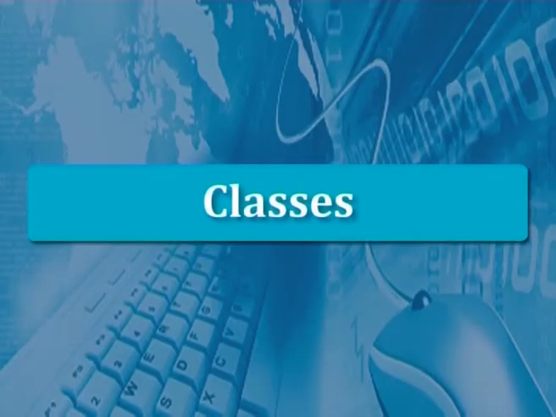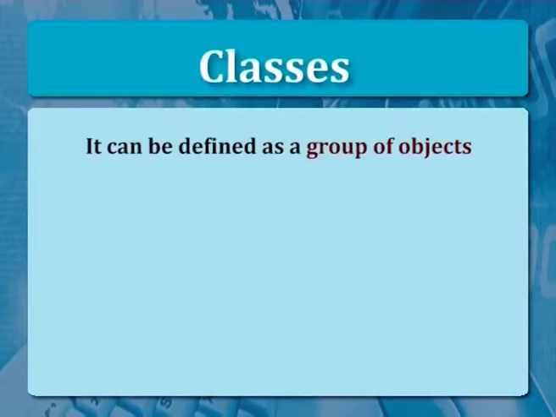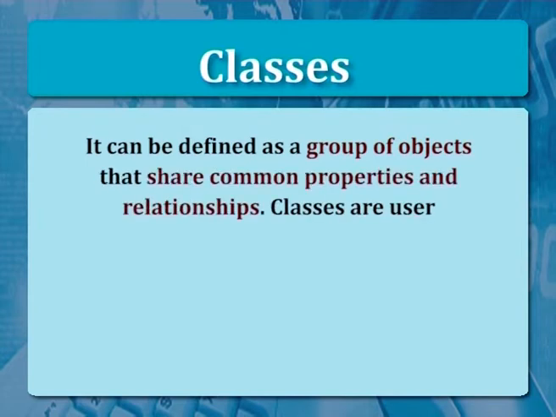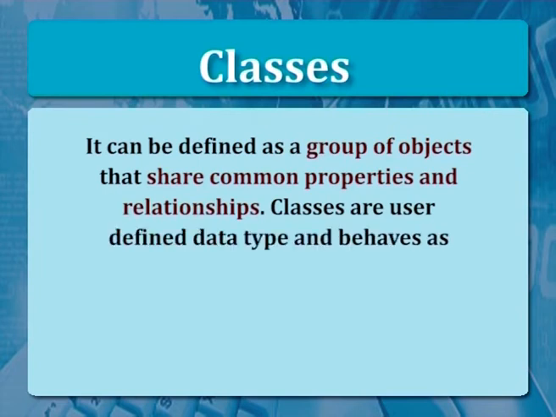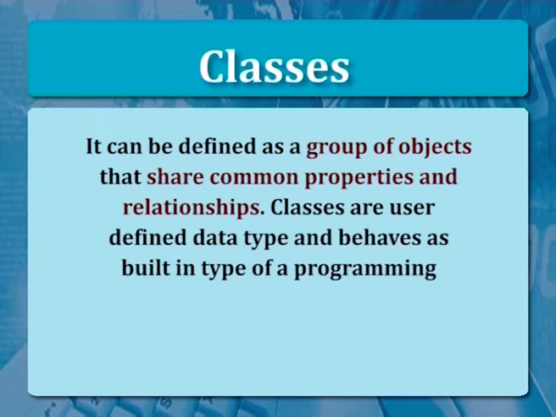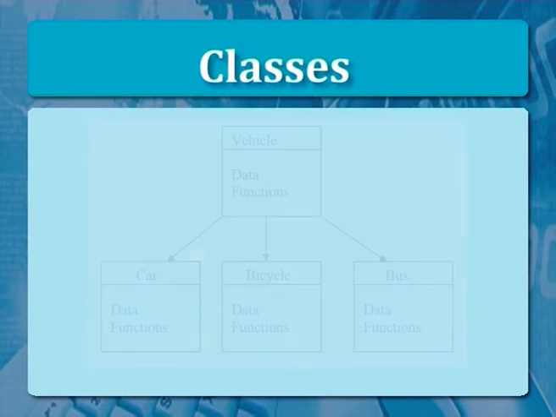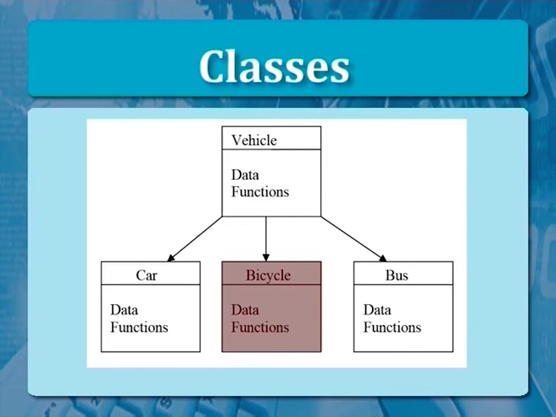Classes. Classes are one of the most significant features of OOPS. A class can be defined as a group of objects that share common properties and relationships. Classes are user-defined data types and behave like the built-in types of a programming language. In fact, objects are variables of type class. For example, car, bicycle, bus can be different objects corresponding to class vehicle. In this way, we can create classes that can symbolize real-world objects.